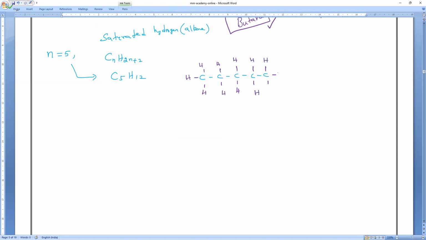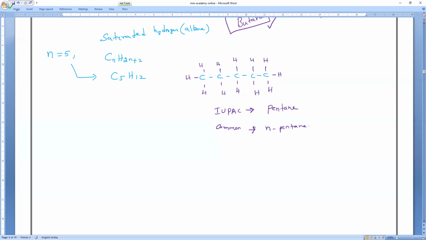Keep it in mind, one more thing. In a branched chain, the minimum number of carbons in the longest chain has to be 3. n must be 3. Note that. Now, what is the IUPAC name of this straight chain? Pentane. And what is the common name? n-pentane.